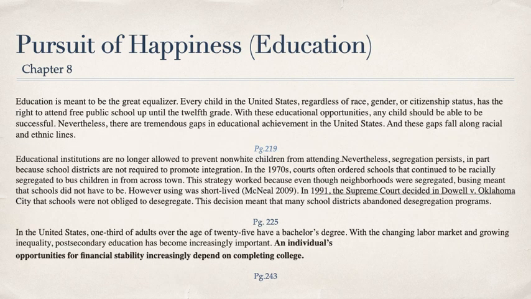Pursuit of happiness. Look at education. An individual's opportunities for financial stability increasingly depend on completing college. Education is very, very important. It's supposed to be an equalizer. It's supposed to have everyone start off, or move forward in their life, with the same opportunities. But as we've seen throughout history, people of color and whites have not been given the same opportunities.